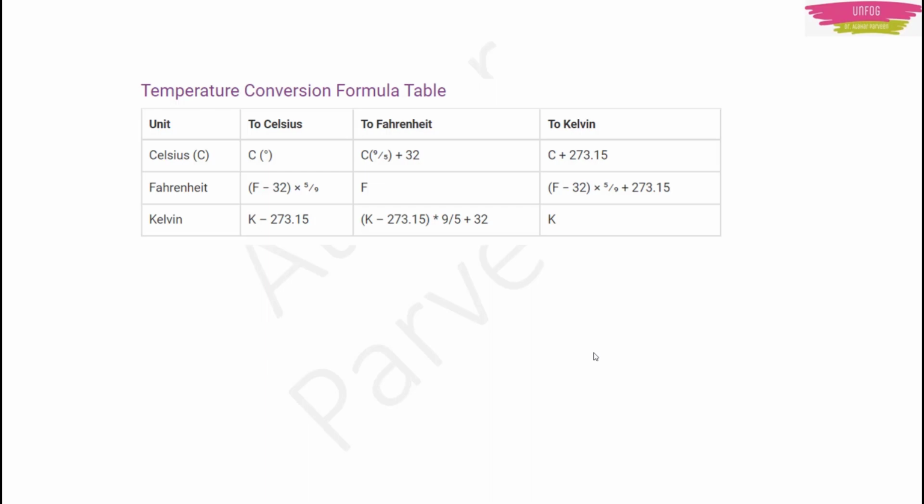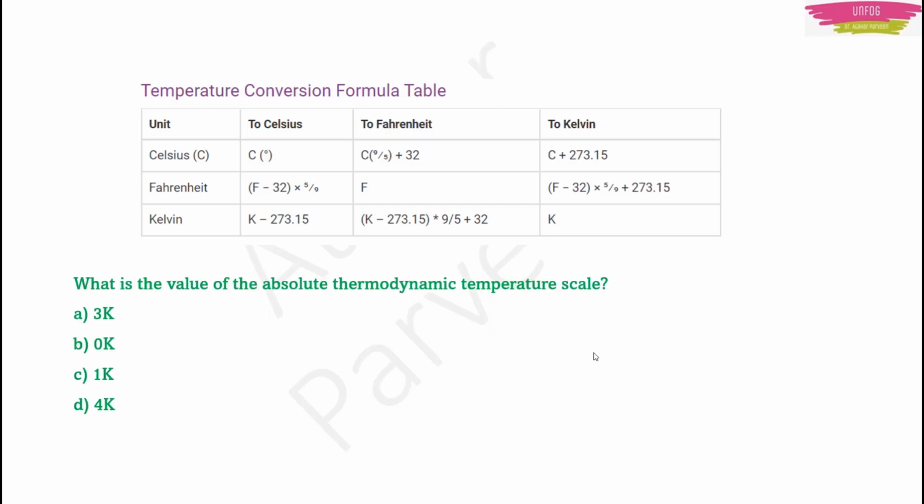Before doing the numericals, I want to tell you one important point. I will tell you in the form of an MCQ. The MCQ is, what is the value of the absolute thermodynamic temperature scale? So there is one absolute value for the thermodynamic temperature scale. That value is 0 Kelvin. So remember, this 0 Kelvin is the absolute thermodynamic temperature scale value. Whenever you have the term absolute temperature, they mean to say that they are talking about 0 Kelvin. You have to remember this.